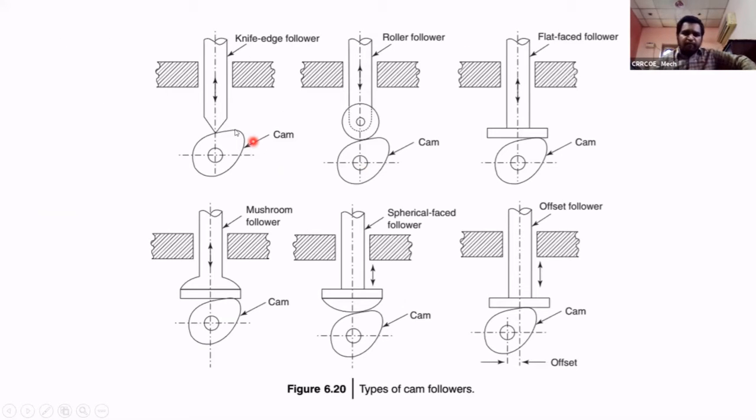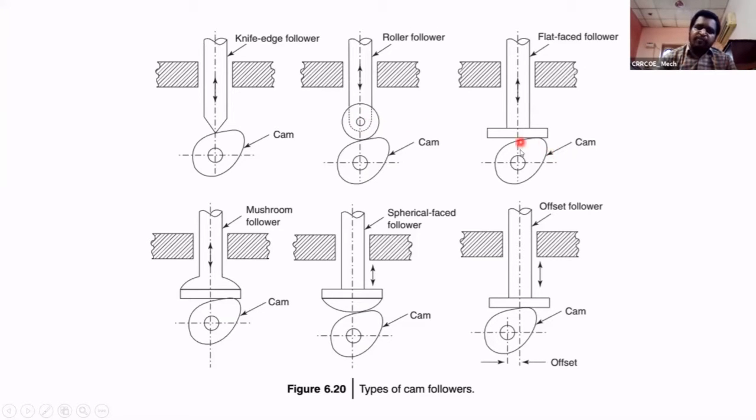This is the knife edge follower, meaning the follower has a knife edge. The disadvantage of this follower is that the wear is very high. And this is the roller follower, meaning the follower has a roller at its end, and the roller is rotating. The problem with this follower is there is a chance of jamming of the roller, which restricts the motion of the follower. And this is the flat faced follower.